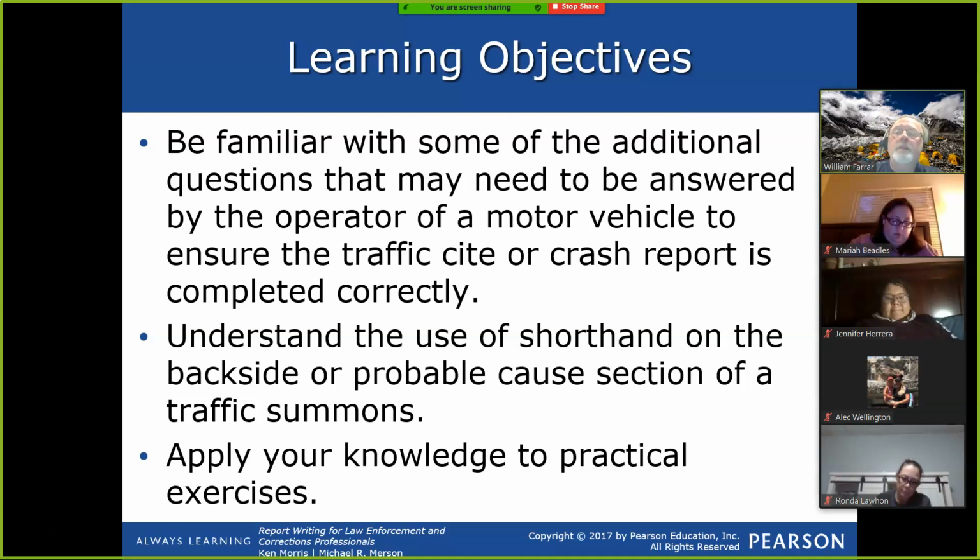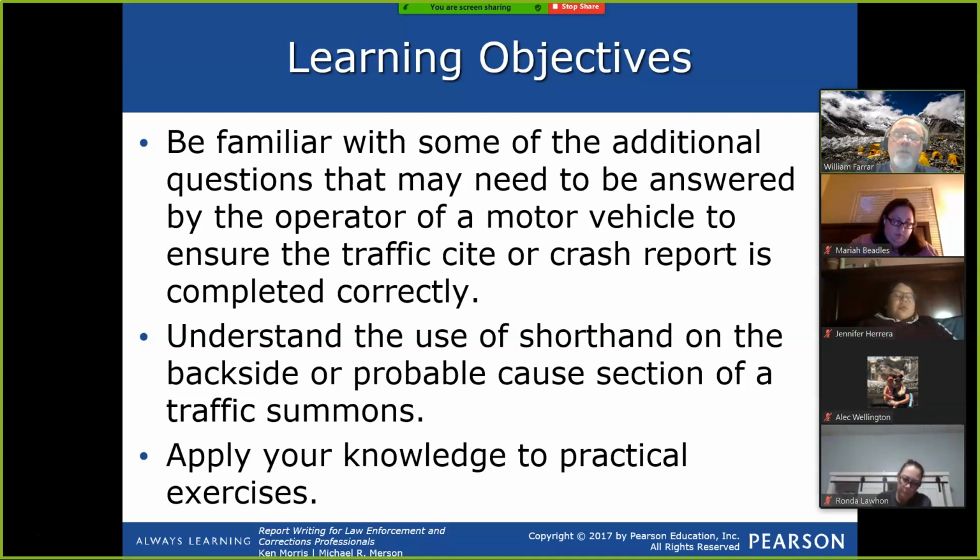So part of your objective for this chapter is to be familiar with some of the questions that may need to be answered by somebody driving a car. What do they have to answer? What don't they have to answer? How you might issue a traffic citation or how you might take a crash report. And we'll talk a little bit about DUI towards the end of this and what you're allowed to ask and what you're not allowed to ask.